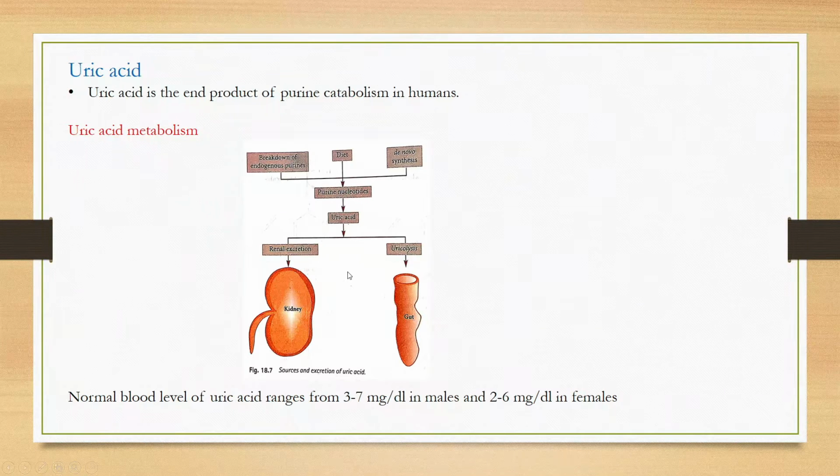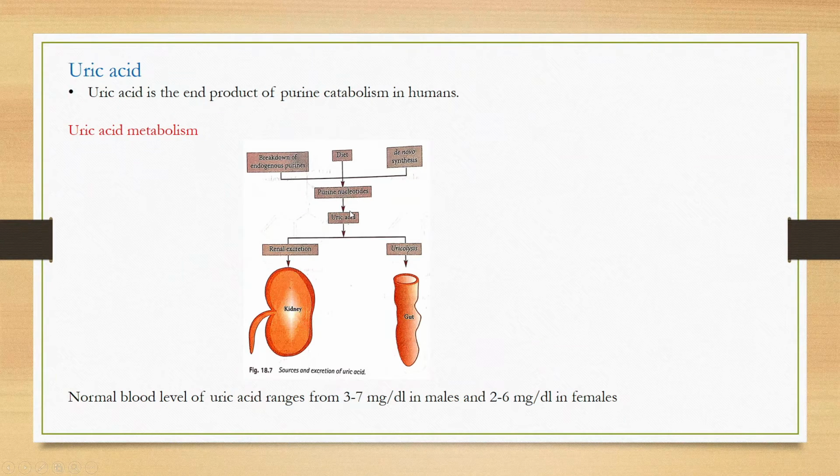Now, uric acid is the end product of purine catabolism. Purines are obtained from three sources: the human diet, the breakdown of endogenous nucleotides, and de novo synthesis. These are the three sources of purine. Now, breakdown will lead to uric acid.